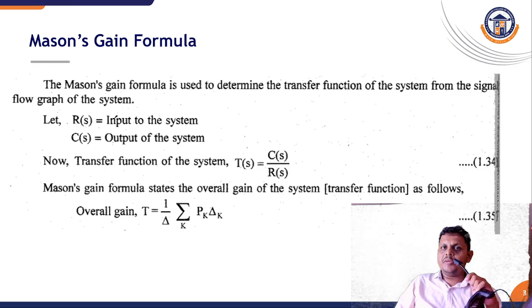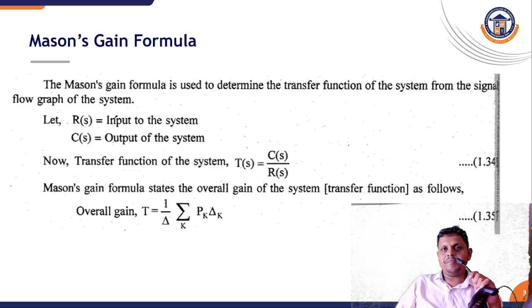Here we are applying the input as R(S). R(S) is the input to the system and C(S) is the controlled output of the system. Now we can determine the transfer function as the ratio of the output of the system to the input of the system. So the transfer function can be calculated using the formula T(S) equal to C(S) divided by R(S). Mason's gain formula states that the overall gain of the system is as follows.